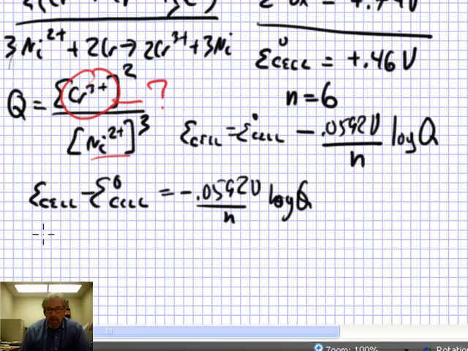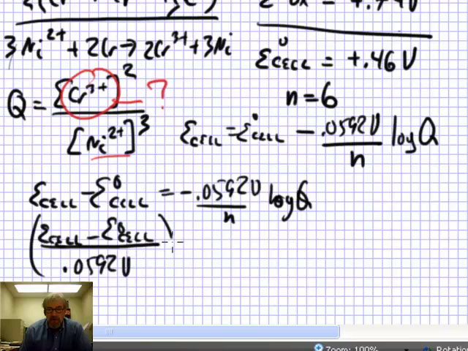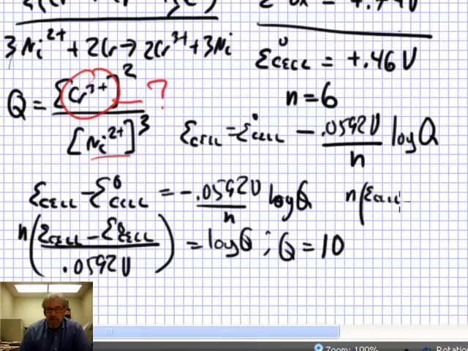E cell minus E naught cell over 0.0592 volts times N is equal to the base 10 log of Q. So that means Q is equal to 10 to the N times E cell minus E naught cell over 0.0592 volts.